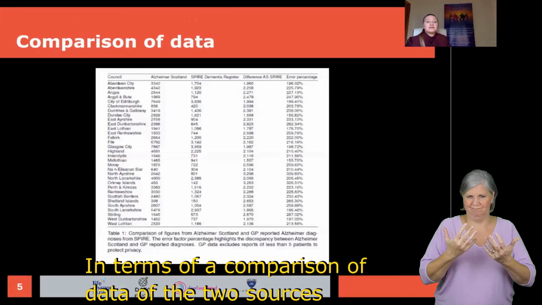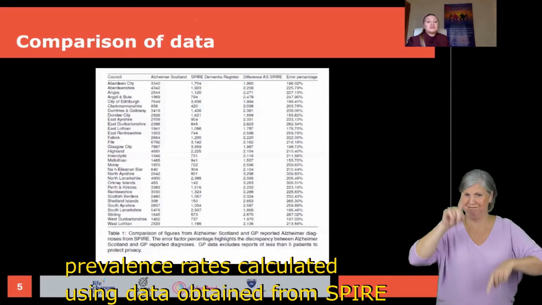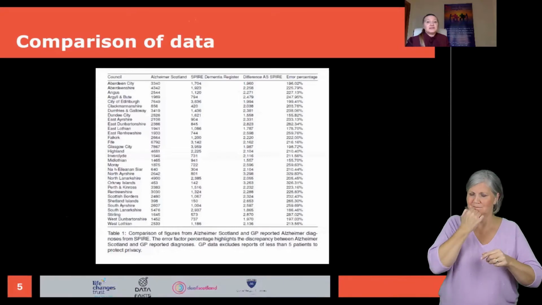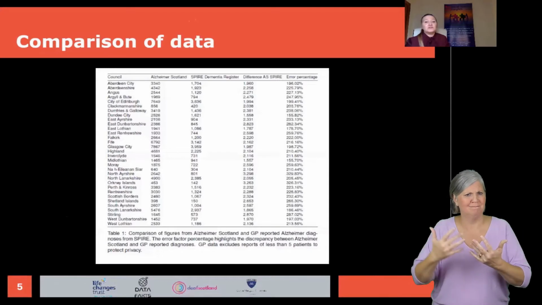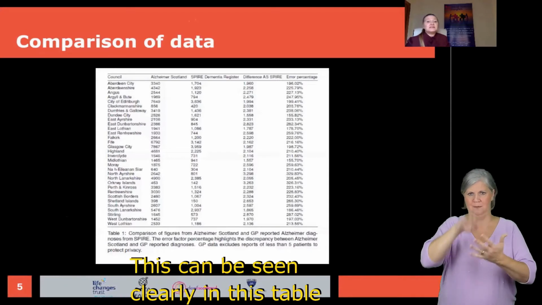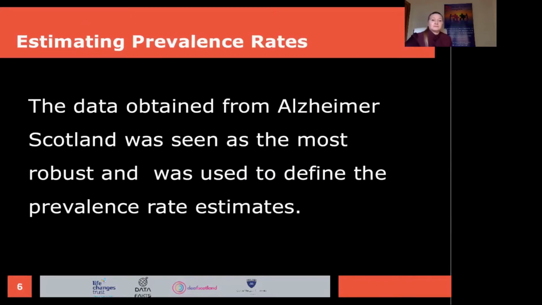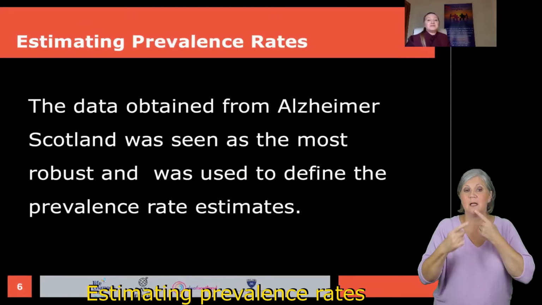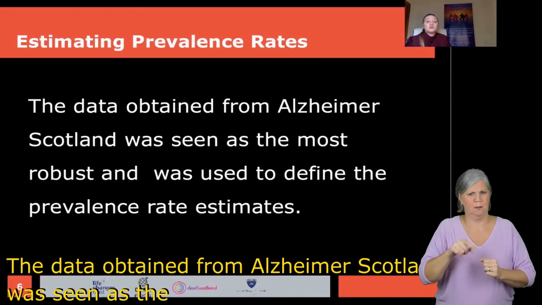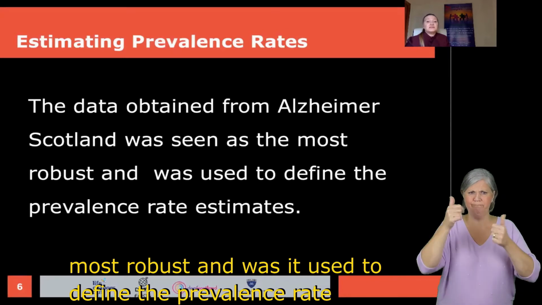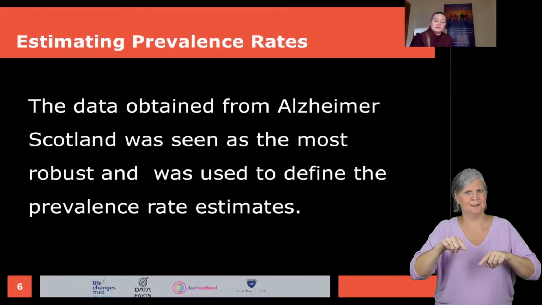In terms of a comparison of the two data sources, prevalence rates calculated using data obtained from Spire differ substantially from the rates calculated using Alzheimer's Scotland figures. This can be seen clearly in this table. Estimating prevalence rates: the data obtained from Alzheimer's Scotland was seen as the most robust, and it was used to define the prevalence rate estimates and future projections.